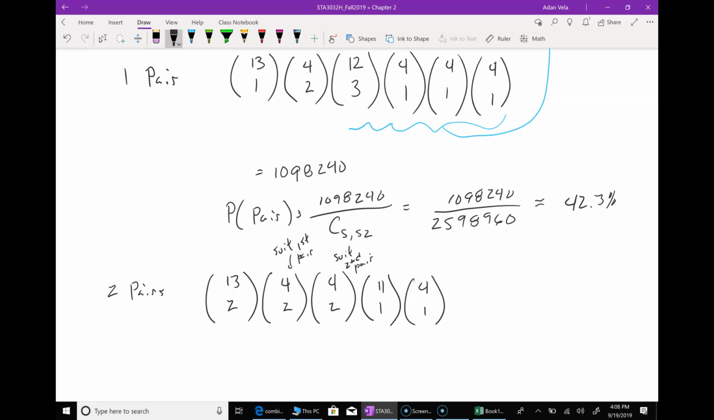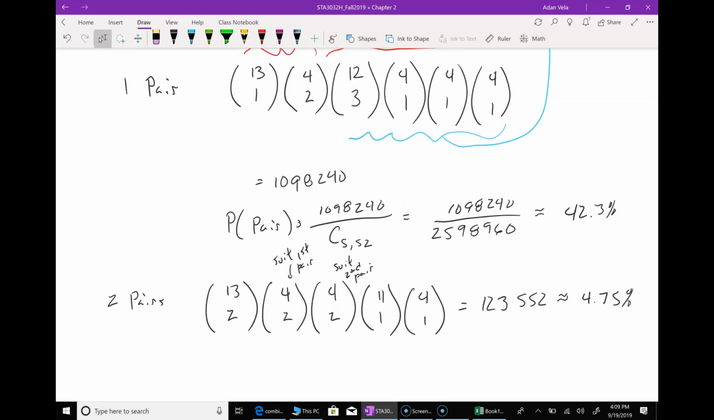So the number of ways that this can happen is about 120,000 ways. And this is the part that I find so interesting, the drop in probability. From one hand to the next, the drop in probability is a factor of 10, which is kind of crazy to me.